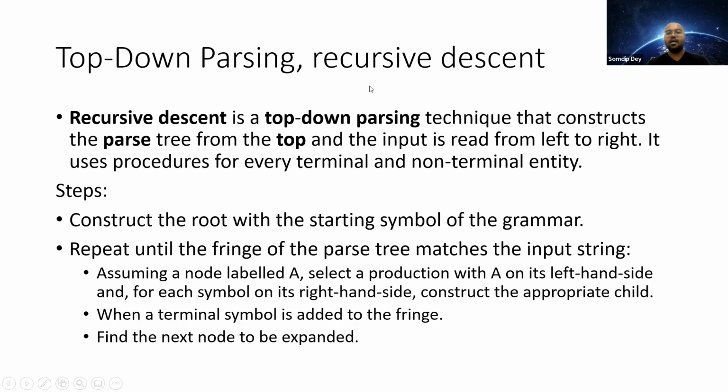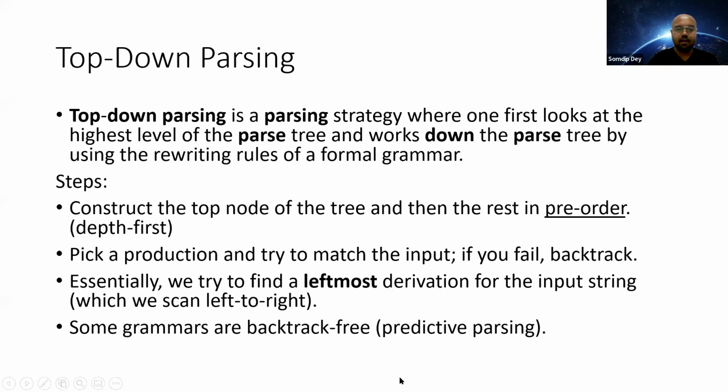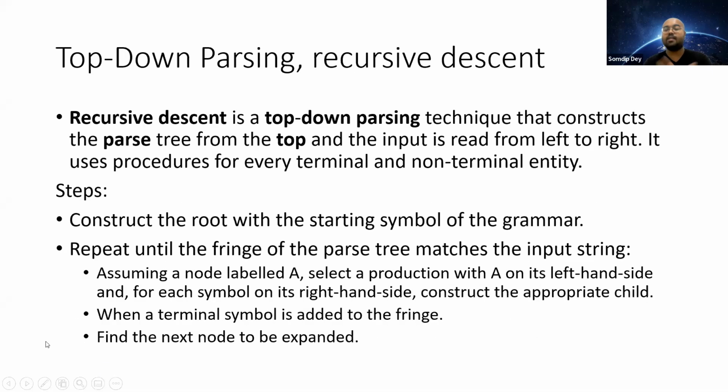Now, as I've mentioned, some top-down parsing mechanisms are like recursive descent, so predictive parsing is a form of recursive descent top-down parsing. Recursive descent is a top-down parsing technique that constructs the parse tree from the top, and the input is read from left to right. It uses procedures for every terminal and non-terminal entity. So let's take a look at the steps in order to perform recursive descent top-down parsing.